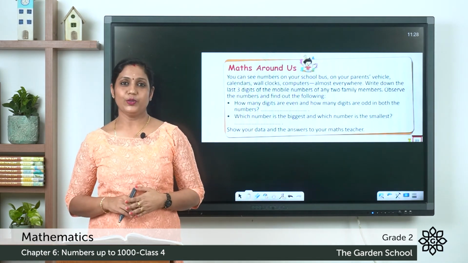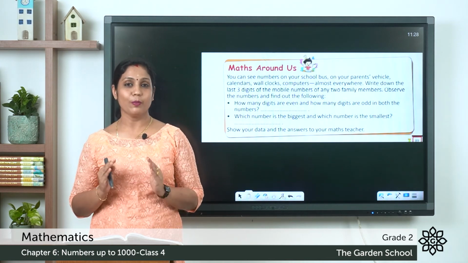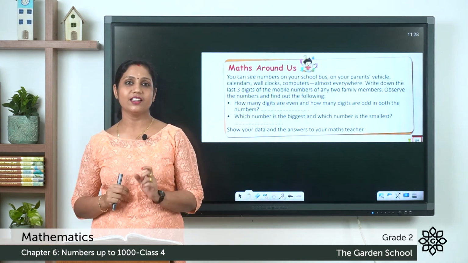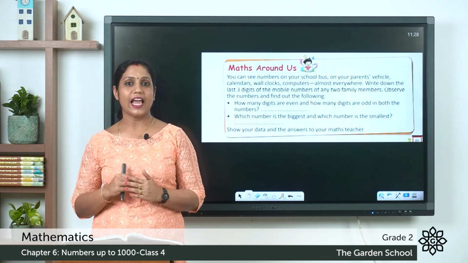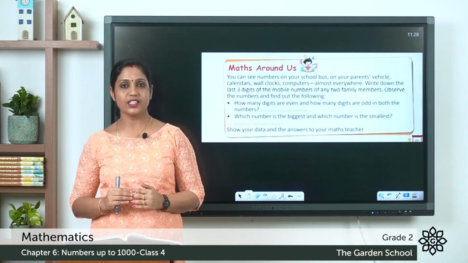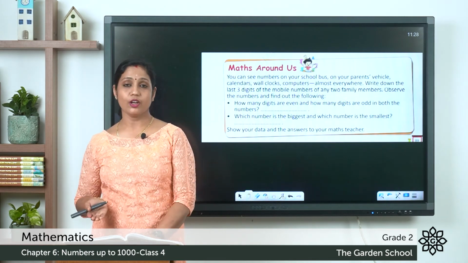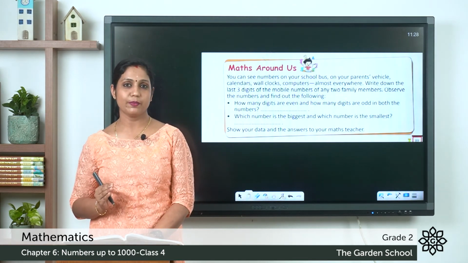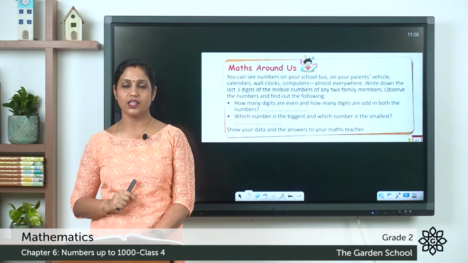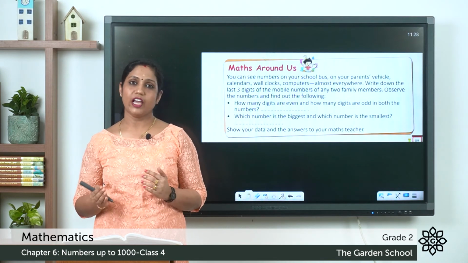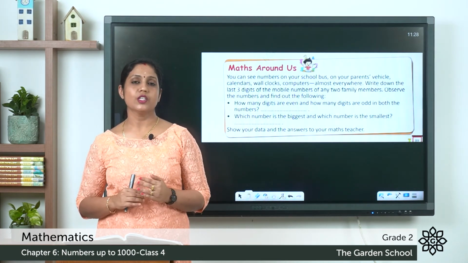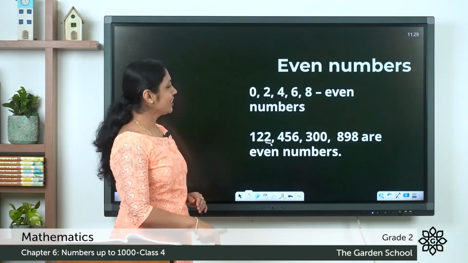So what you have to do is to find out the mobile number of your family members and take the last 3 digits of it and then find out how many digits are even and how many digits are odd. And also you have to find out which number is the biggest and which number is the smallest. Even number and odd number we have already learnt in our previous chapter. So let's have a look at it once again.